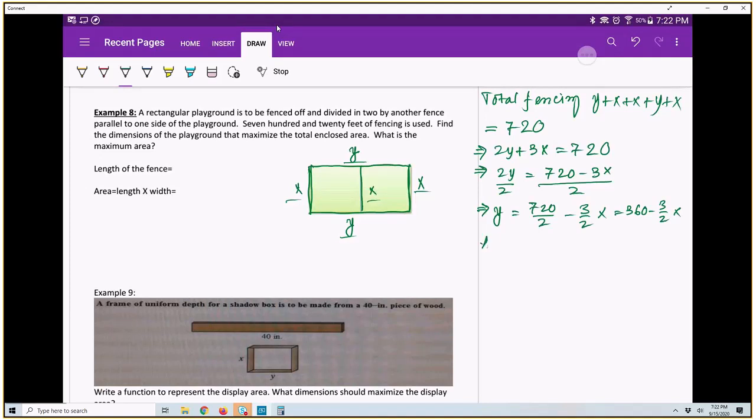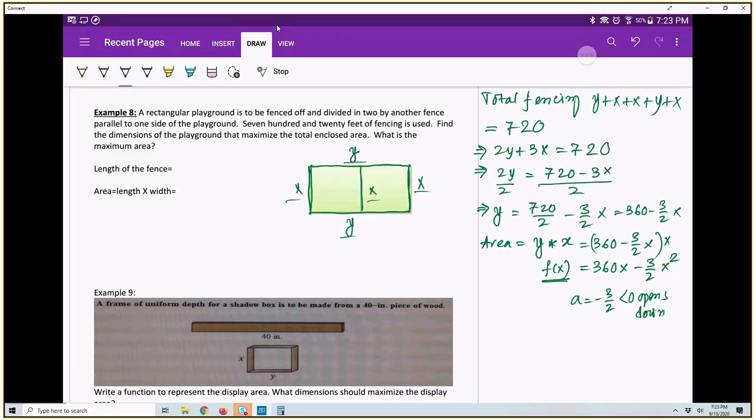Now remember, the area of this field is going to be length times width. So length is y times x is the width. So what I get is 360 minus 3 over 2 x times x. Again, like the last problem, I'm looking forward to getting a parabola, and let's call the area function f(x). You want to maximize the area, so you want to maximize f(x), and it is maximized because a in this problem is negative 3 halves, which is less than 0, so the parabola opens down, and that tells me the vertex is the point of maximum. It is going to answer all the questions.